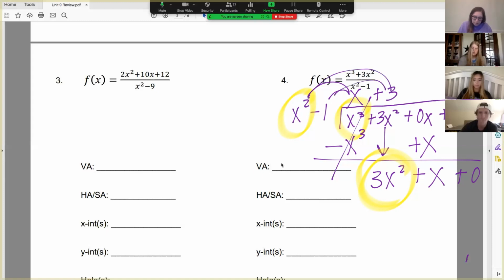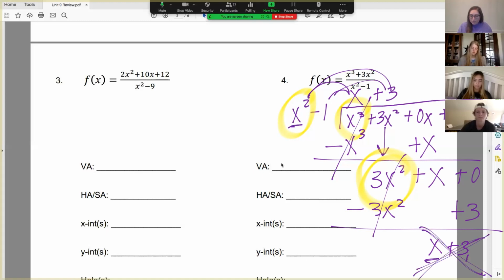And I distribute 3x squared minus 3, flip the signs. X plus 3 is my remainder. And I know that that's my remainder because I can't make x squared become x. The degree is 1 smaller. So I don't need my remainder at all.